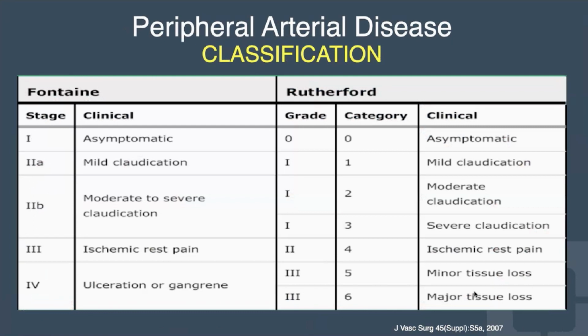As you see here, the grades or categories are 0 through 6, 0 being asymptomatic, 1, 2, and 3 being mild, medium, severe claudication. And then 4, 5, and 6 are ischemic rest pain, minor tissue loss, major tissue loss. So it's pretty easy to remember. 0 is nothing, and then you've got mild, medium, severe claudication, rest pain, minor tissue loss, major tissue loss, to look at it that way.